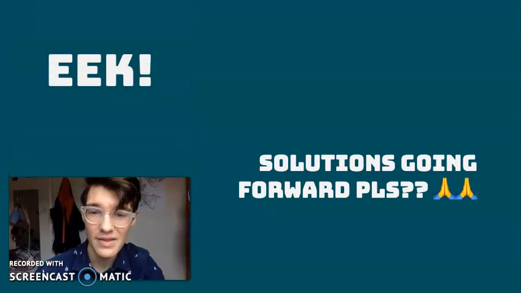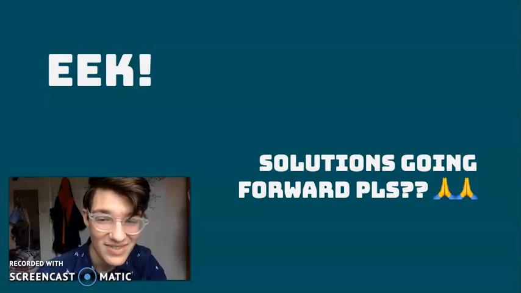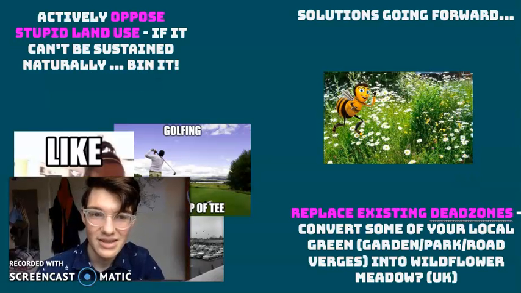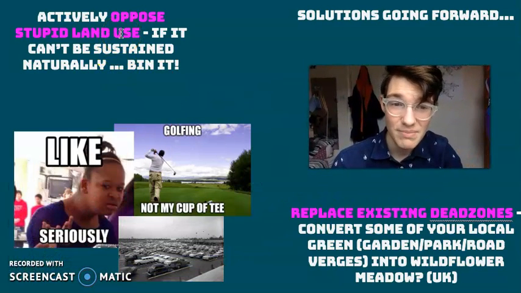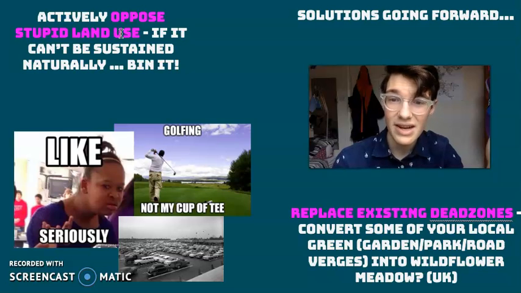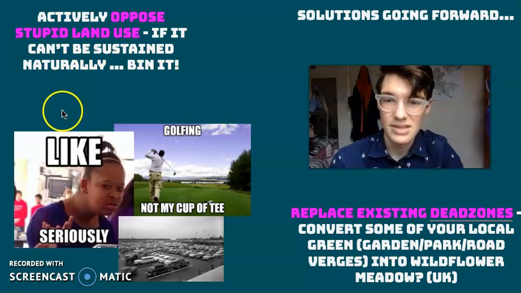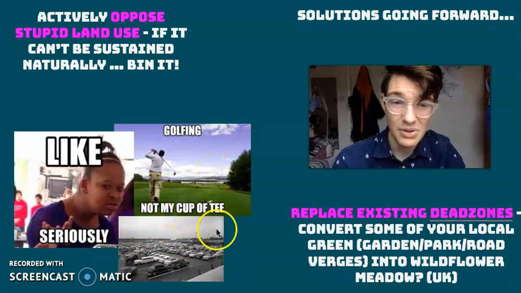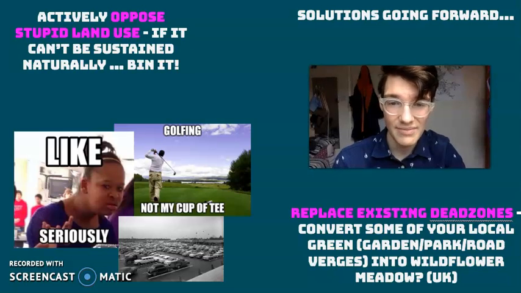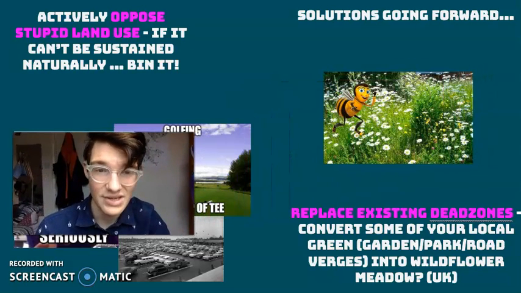So what are the solutions going forward? Because we've seen how lawns, I'm not the biggest fan. So solutions going forward, we can actively oppose, I'm going to use the word stupid land use, because if it can't be naturally sustained, it's requiring too much input on our part. So bin it. Golfing, not my cup of tea. Big old car park, also not my cup of tea. So every chance you get, speak out about that kind of land use.